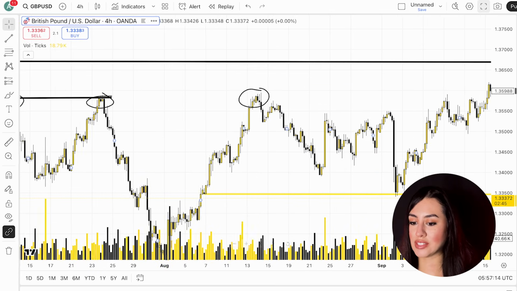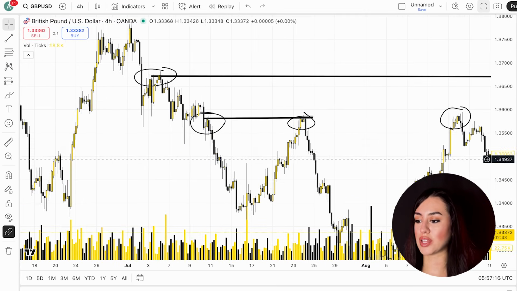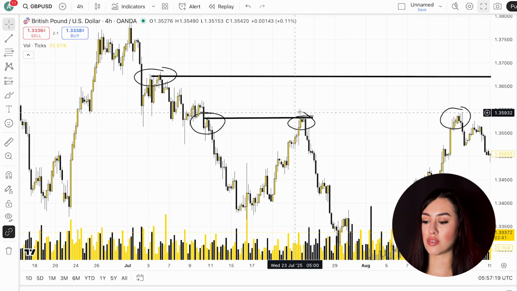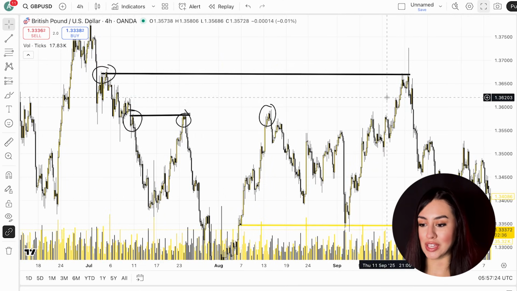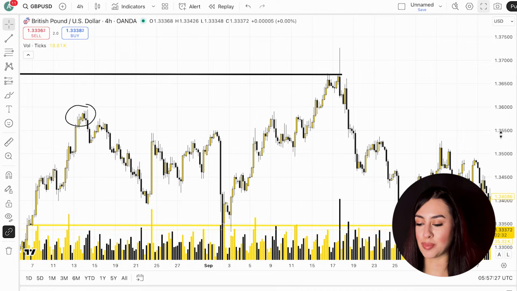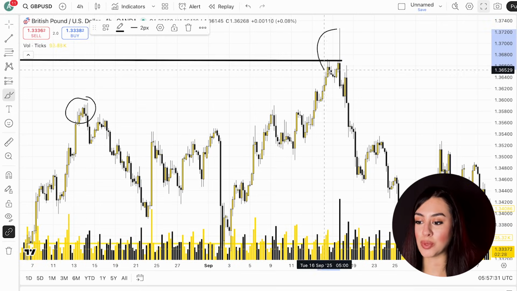But then I also want you guys to notice this other key level here. This was another resistance level. Once I zoom out, you will notice that when GBP touched this level again, look at this big wick. Liquidity sweep, stay away. That's why you sometimes have to let candles close.